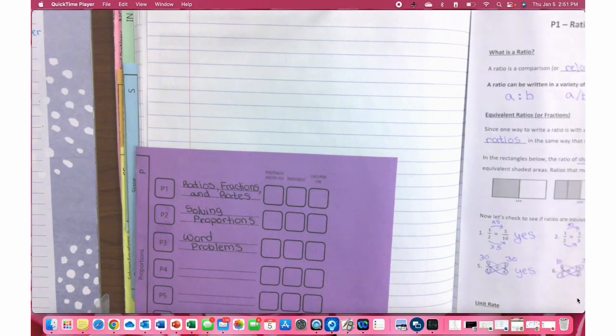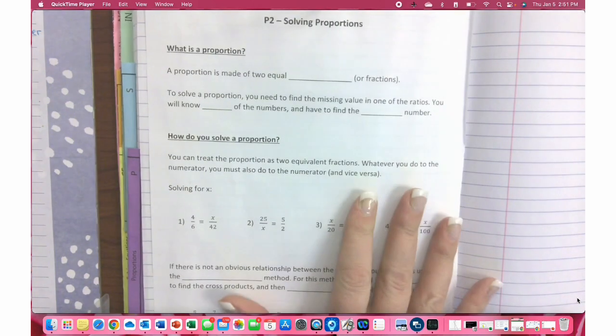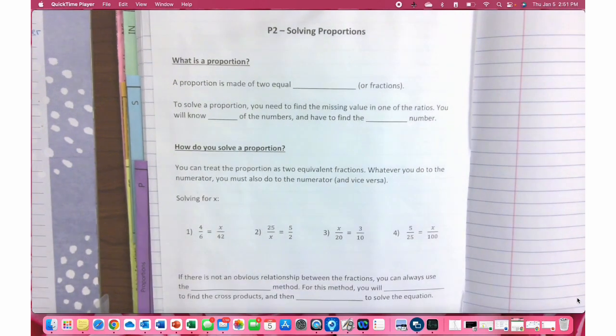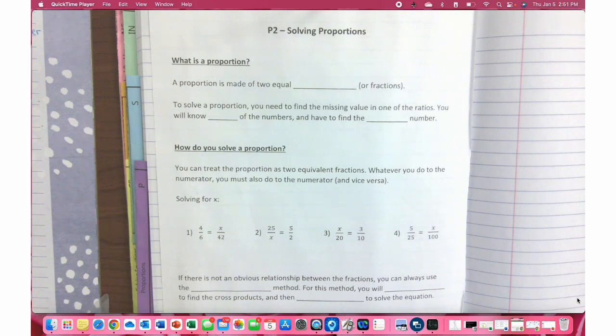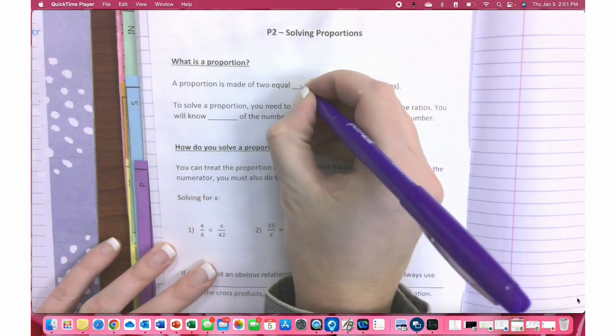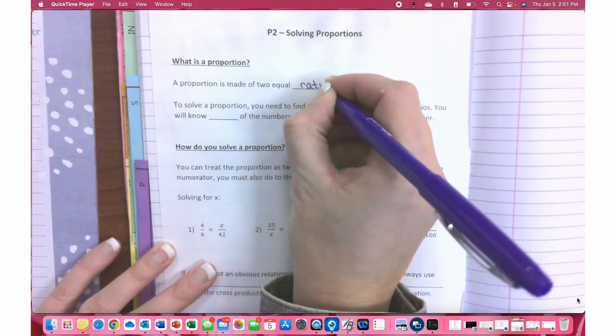All right, then next you're going to flip over to the page that you've just glued in on solving proportions. So yesterday we reviewed what a ratio was, how to find equivalent fractions, and learned what a rate was, but we didn't really use the word proportion at all. Today we're actually going to talk about what a proportion is and how you solve one. So what is a proportion? A proportion is made up of two equal ratios or fractions.